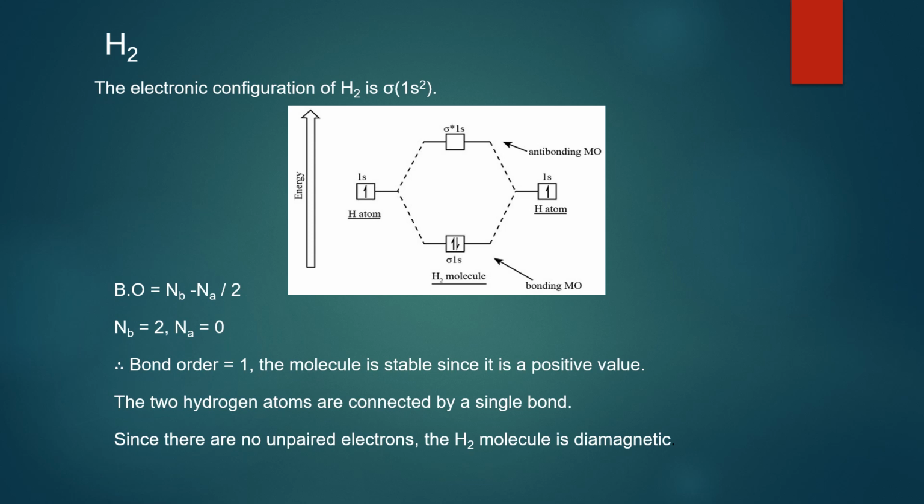What is the atomic number of hydrogen? 1. Its electronic configuration is 1s1. The electron of the hydrogen atom is in its 1s atomic orbital. When you combine the 1s atomic orbitals of both hydrogen atoms, we will get the molecular orbitals in the middle position.